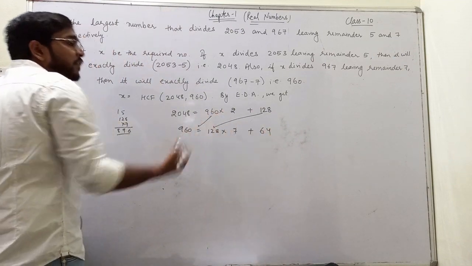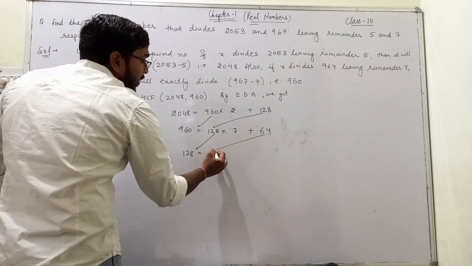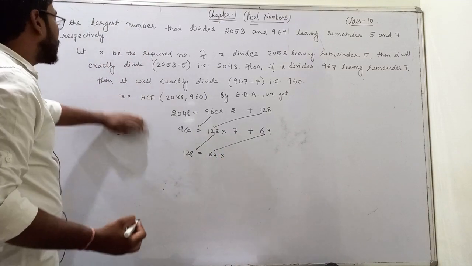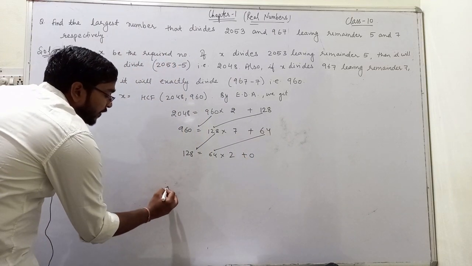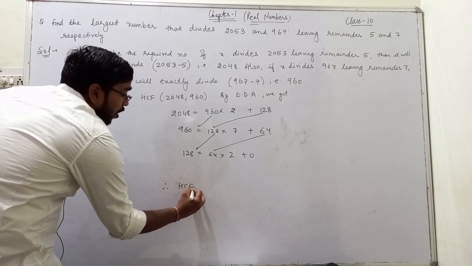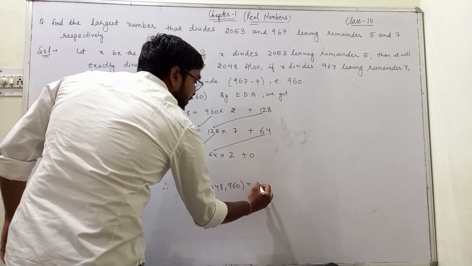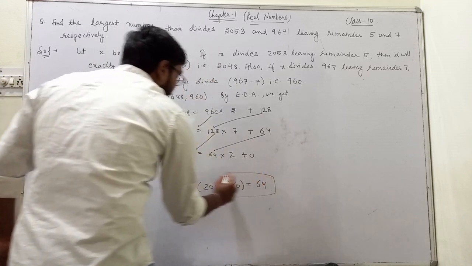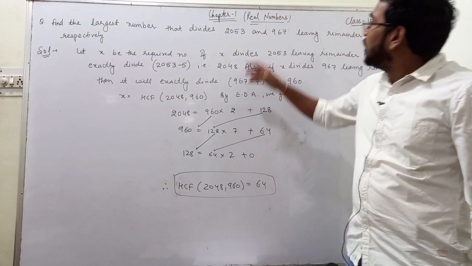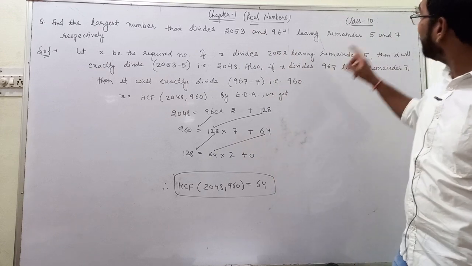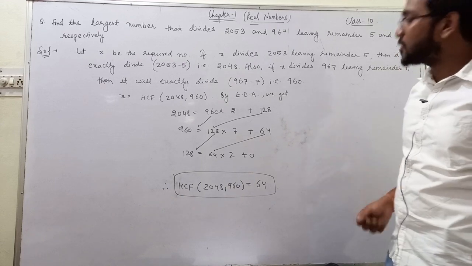Now again we get a non-zero remainder, so I replace 960 by 128 and I replace 128 by 64, and we know 64 times 2 is 128, so the quotient is 2 and the remainder is 0. Therefore we get that HCF of 2048 and 960 is 64. So we have got our desired result. If I divide 2053 by 64, the remainder will be 5, and if I divide 960 by 64, the remainder will be 7. Okay. So let us do some more questions.